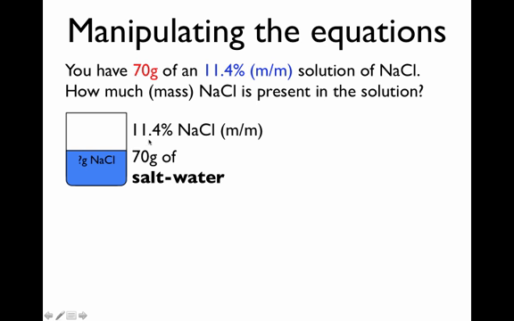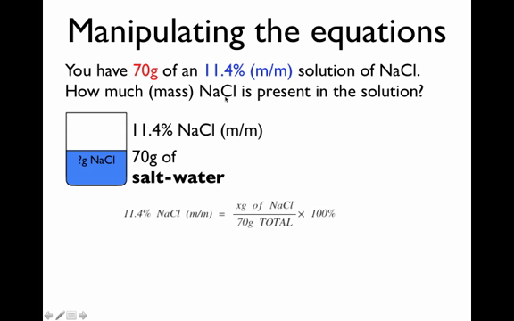So the question is, if we know the concentration and we know how much the whole mixture weighs, how much salt is actually dissolved in those 70 grams? That's what this question is asking. It's saying you have 70 grams of a salt water solution. The concentration is 11.4% using the mass over mass method. How much table salt is actually present in those 70 grams?